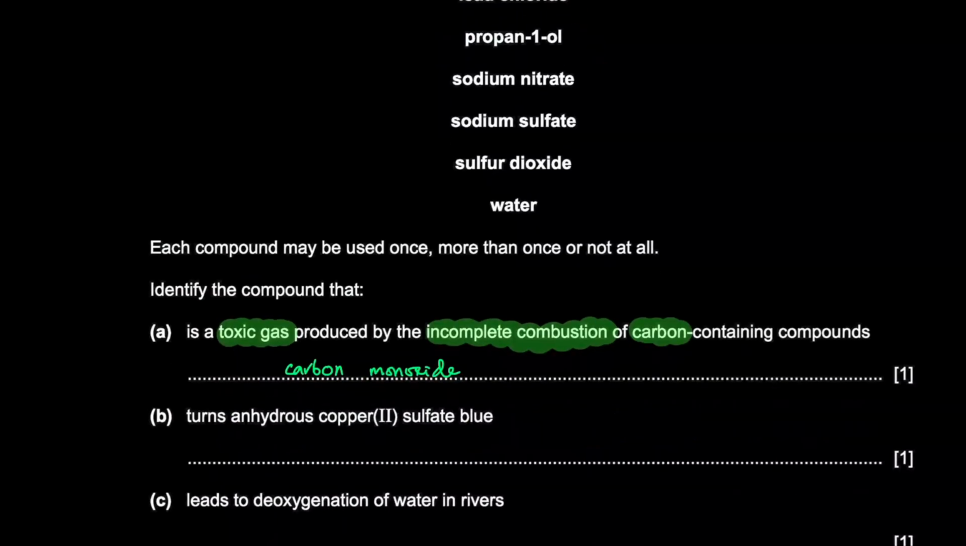Turns anhydrous copper 2 sulfate blue. Remember, anhydrous copper 2 sulfate is a test for water, right? Test for moisture. Anhydrous copper sulfate is white, and hydrated copper sulfate, the one with the water of crystallization, is blue. So white to blue. You can also use anhydrous cobalt 2 chloride, that turns from blue to pink. Okay, so this is water. It's a test for water.